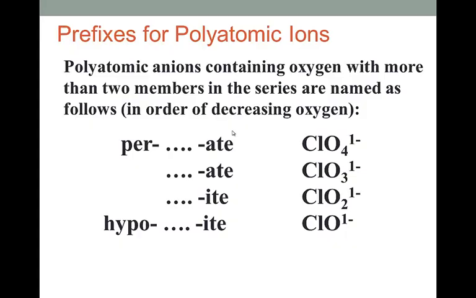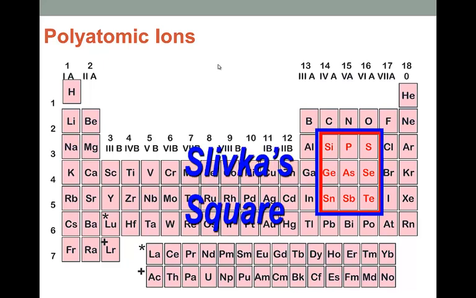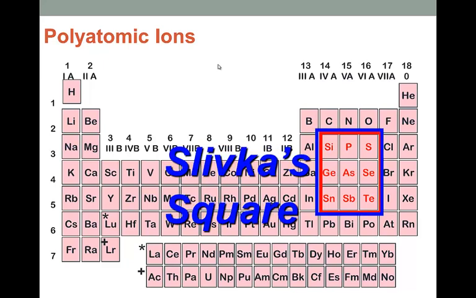Chlorite is one less oxygen than the -ate, so that's ClO2 with the -1 charge. And then hypochlorite would be two fewer oxygens than the -ate. So basically, as you add more oxygens, you go from hypo-ite to -ite to -ate to per-ate. All right, this will help you know when you have to use -ate when it has 3 oxygens or -ate when it has 4 oxygens.